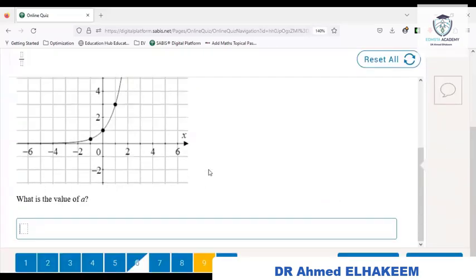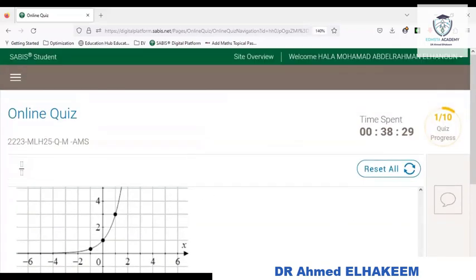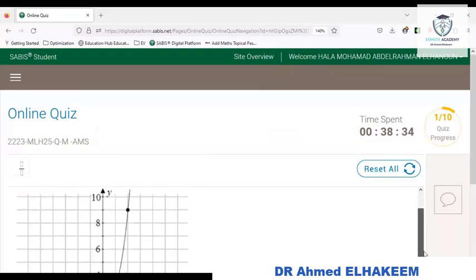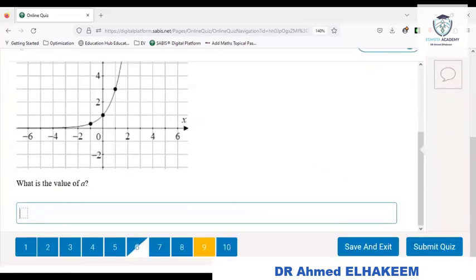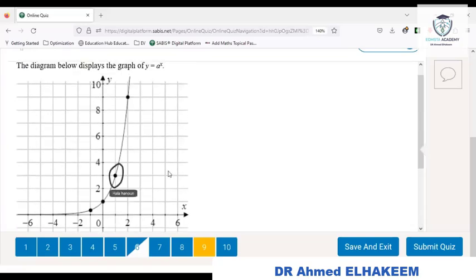Anyway, what is the value of A? Y equals A power X, and now he draws the graph. So how can we find the value of A? You can take a point. Yes, let us take a point. This one or this one. I want you to take this one.